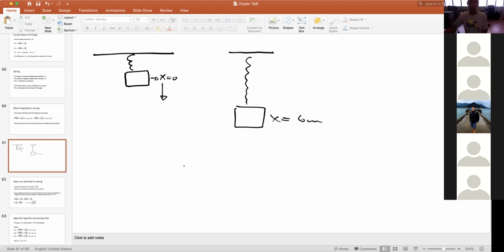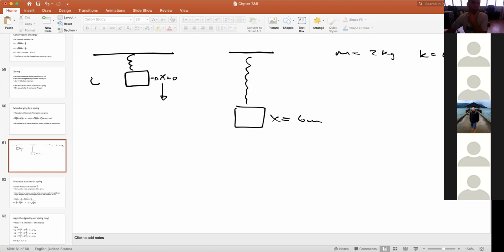But what we want to know is what is the velocity when it gets down to here? We don't know how far it's going to go. Let's say this mass is equal to 2 kilograms and K is 600 newtons per meter.